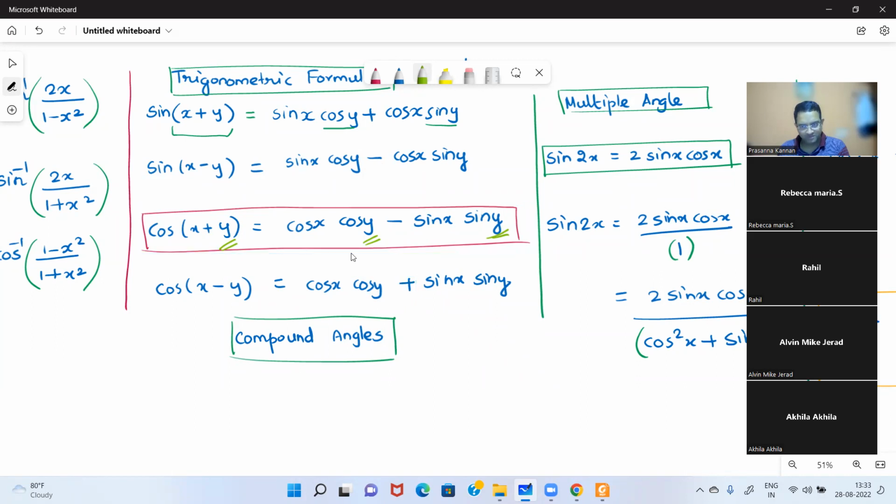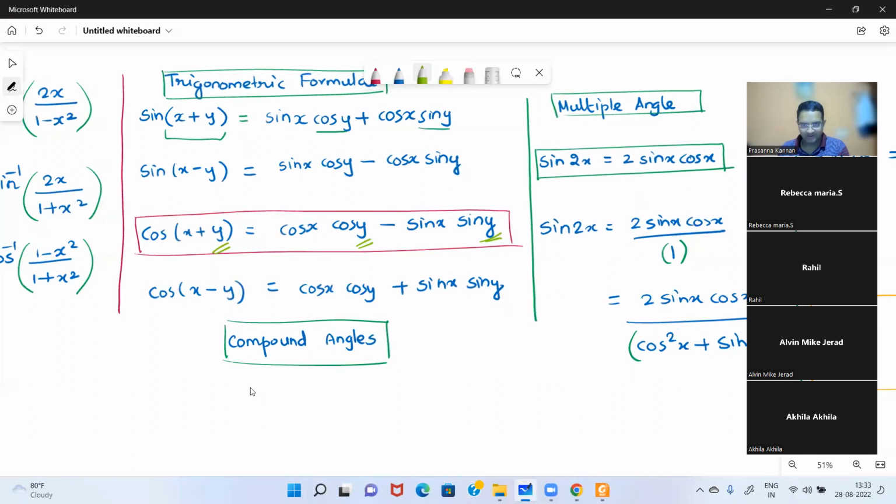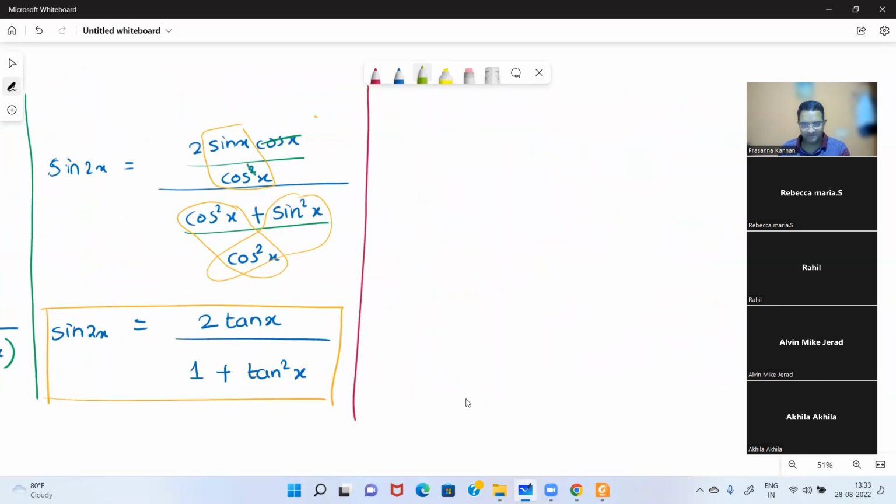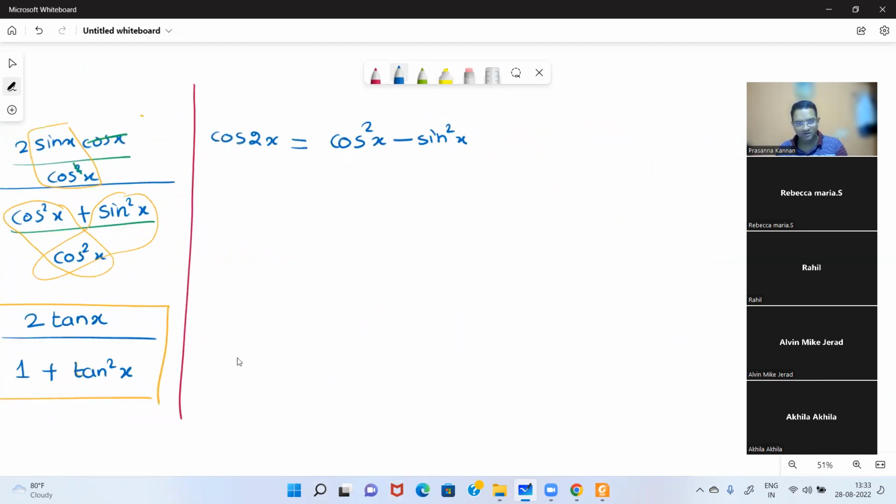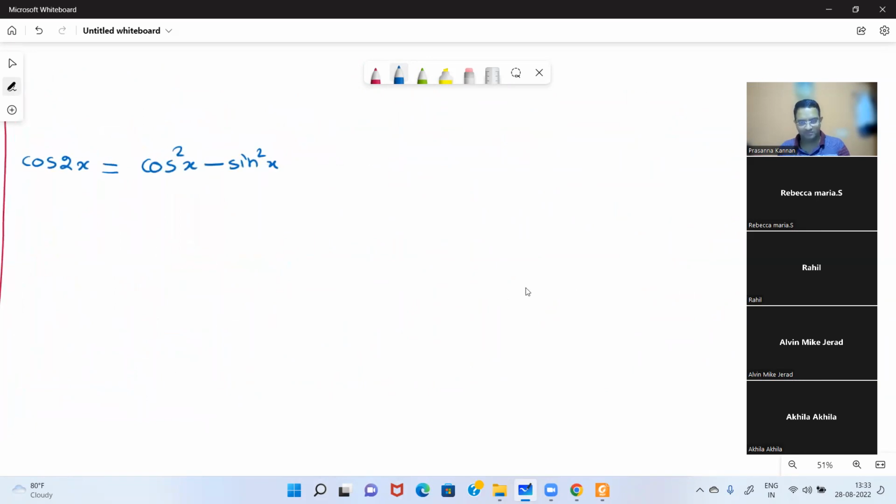Cos x into cos x is cos square x, minus sin square x. Exactly. So cos 2x we get it as cos square x minus sin square x. Correct. This is one of the important expressions.